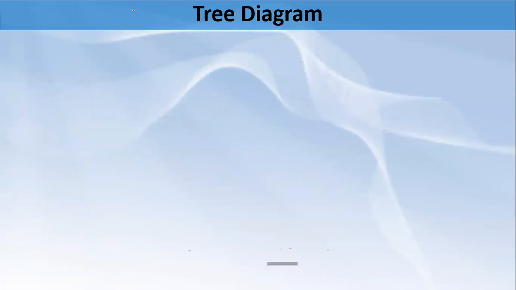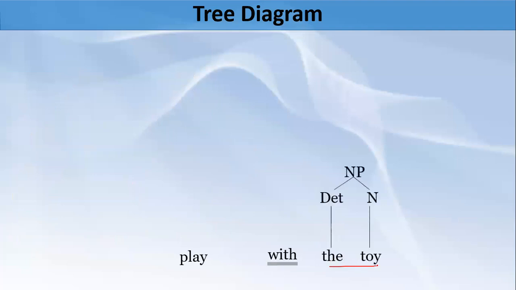Clear? Look at this one: Play with the toy. So we start with the toy first, where toy is a noun while the is a determiner. So a determiner and a noun give us a noun phrase.